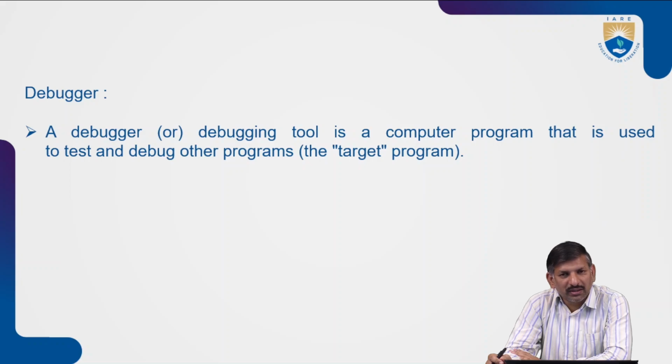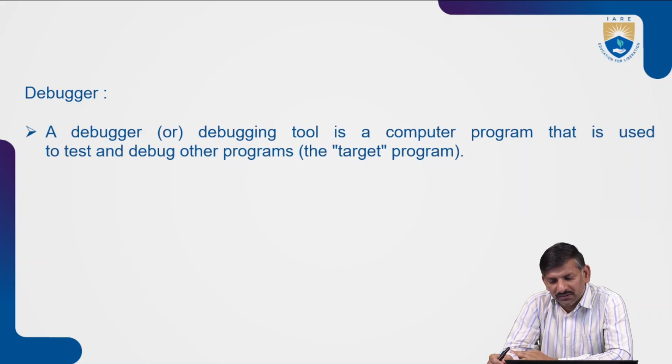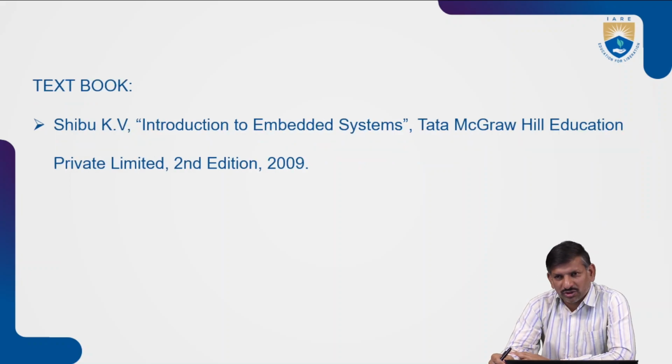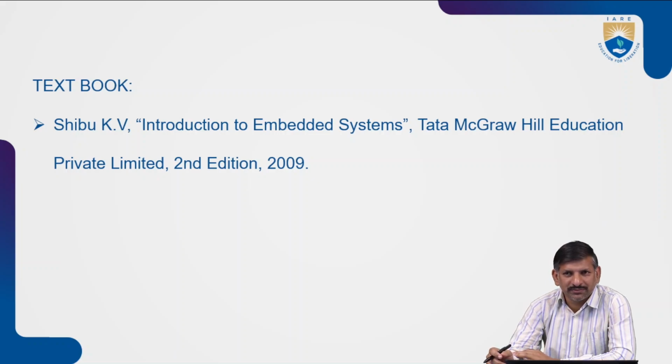We already said debugger. Bug means functionality deviation. De means remove. So remove the functionality deviations. A debugger or a debugging tool is a computer program that is used for testing and debugging other programs, like target programs. So these are the various tools we are using here: assembler, compiler, IDE tools, EDA tools, linker, locator, loader. These are the various tools we are using to design the embedded system.